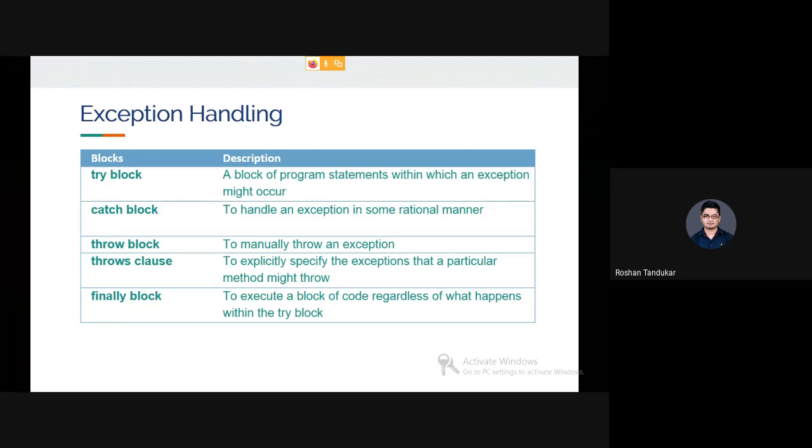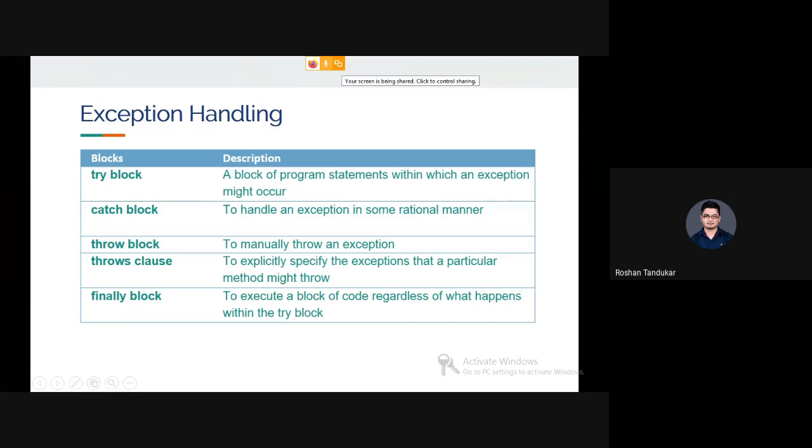Now moving on to the other part. First of all, the try block you have seen. Basically it contains those statements that may create an exception. The catch block will handle an exception in a certain rational manner, like you have displayed a certain message over there. And throw manually throws an exception, that is, we have to manually write what we have to do in the exception case. Throws will specify when a particular method might throw a certain type of exception. In that case, throws will be used. I'll show the example of throw and throws later.